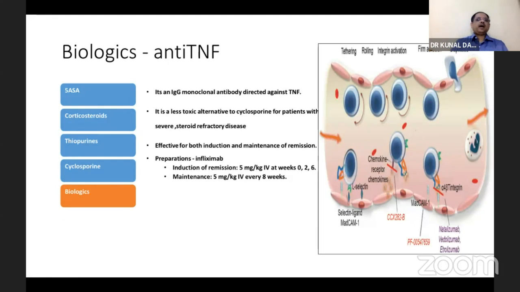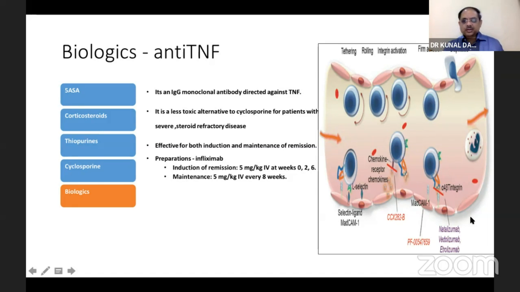Now, coming to the biologics, which are the anti-TNF alpha antibodies. They are IgG monoclonal antibodies against TNF alpha. It's a less toxic alternative to cyclosporine for patients with severe steroid-refractory disease, effective for both induction and maintenance of remission. Preparations include infliximab, where the induction dose is 5 mg per kg body weight, given at weeks 0, 2 and 6. The maintenance dose is 5 mg per kg body weight IV every 8 weeks. So this is the pathway by which they act.